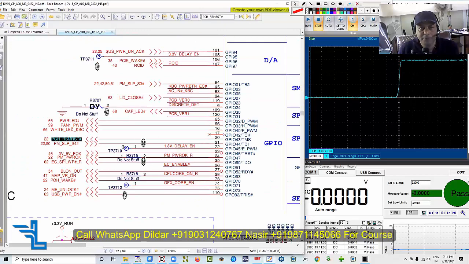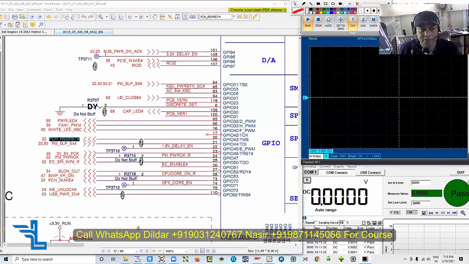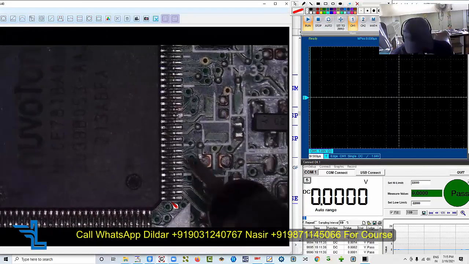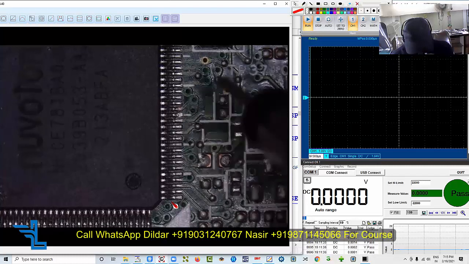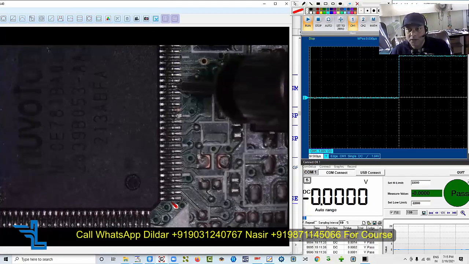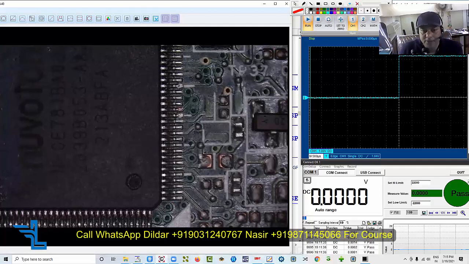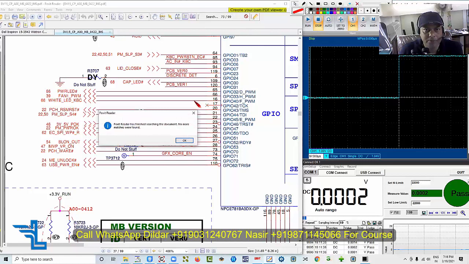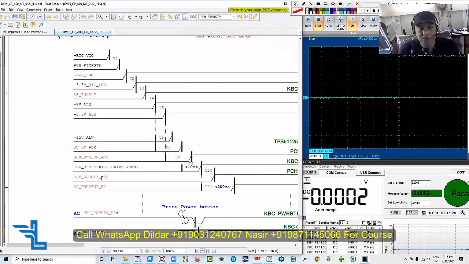So this is the IO pin, pin number 20. Now let's check pin number 20. Come back, pin number 20. Here is pin number 20: 5, 10, 15, 20. So let me turn on the power supply. It is present and good. Now we need to check the next signal, that is SUS clock. Maybe here, PCH SUS clock. Let's check SUS clock, copy it, paste.